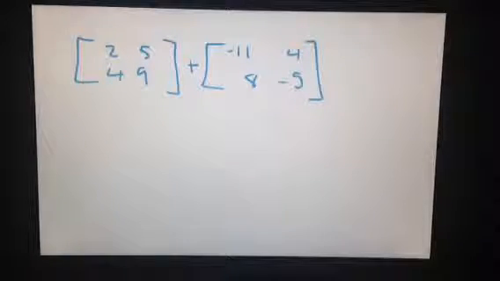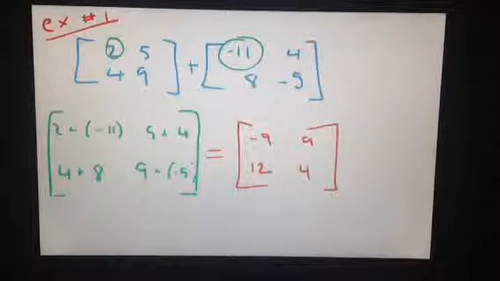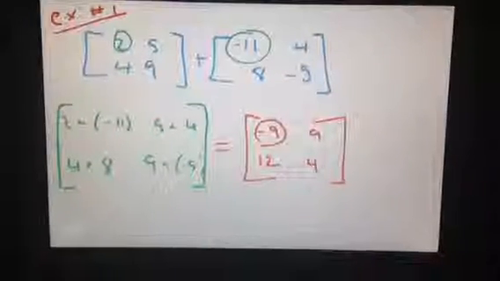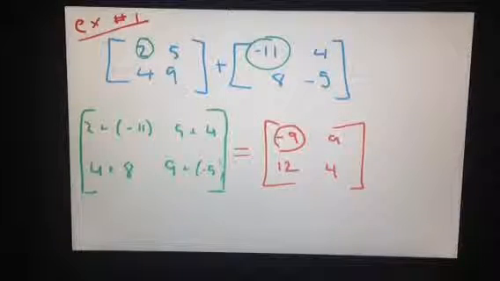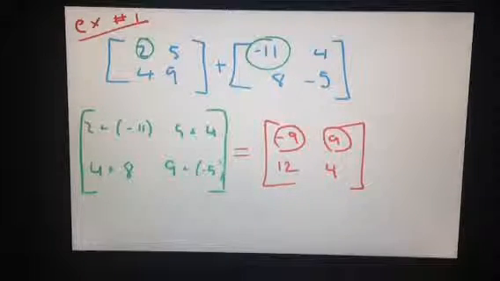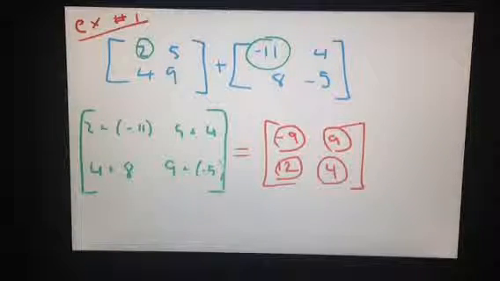Adding matrices is simple. Simply add numbers as you normally would with the corresponding number in the added matrix. So in the example above, take the 2, add it to the negative 11, and that gives you the negative 9 that you see in your answer. For the next term, add 5 plus 4, and that gives you 9, as you see. Add 4 to 8, and that gives you 12. And then add 9 to negative 5, and that gives you 4. And then you leave your answer in this notation.